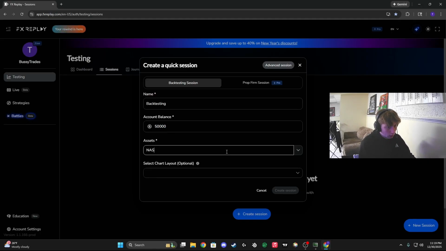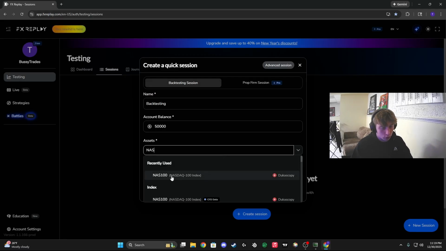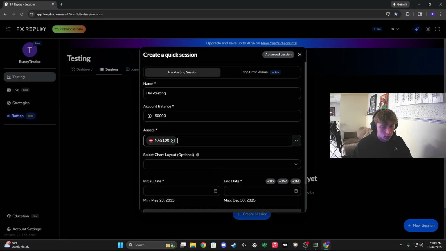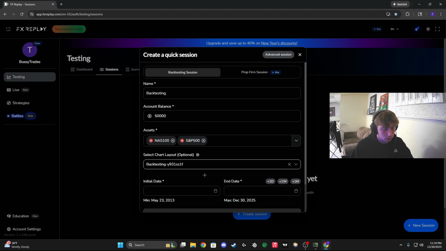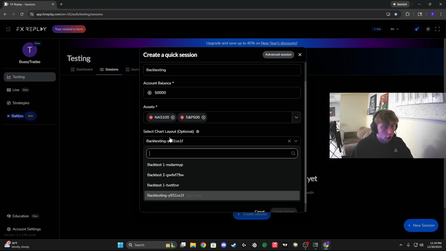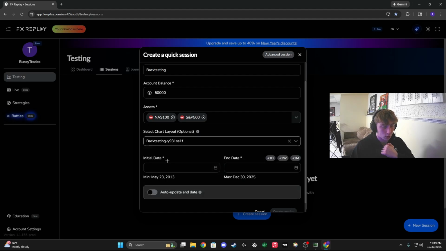Assets, they only give you the free version ones, so NAS 100, but that's completely fine. And then just do SMP. If you pay for this on FX Replay, you could get the actual NASDAQ and the actual S&P, but I don't think that's really mandatory or needed. Chart layout, it's going to be blank for you if it's your first time. If you've done backtesting through this before, you could just drop down the menu and do the last used, and I'll go into that in a bit.